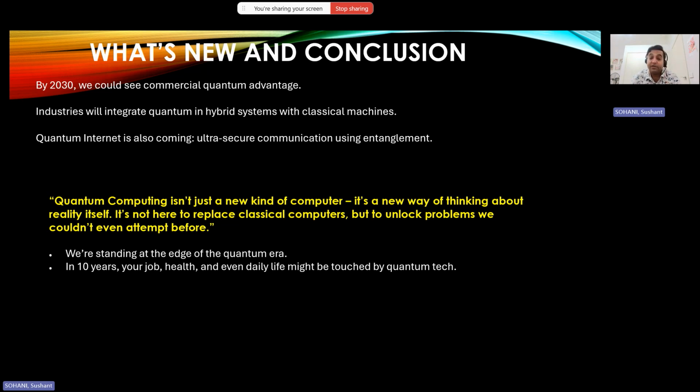Quantum internet is also coming. Ultra secure communication using quantum tech. Security is one of the biggest issues. Okay, so how can we conclude?